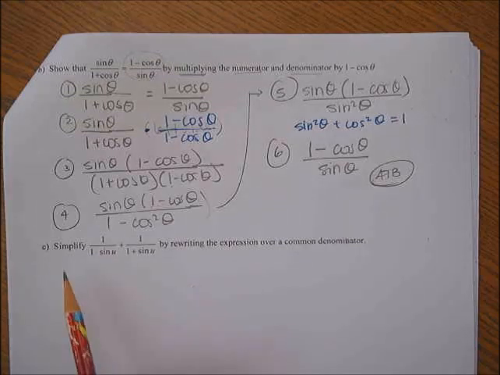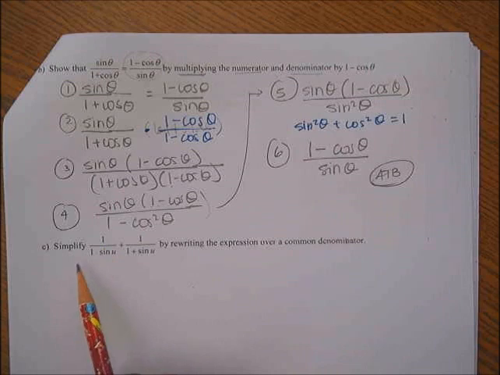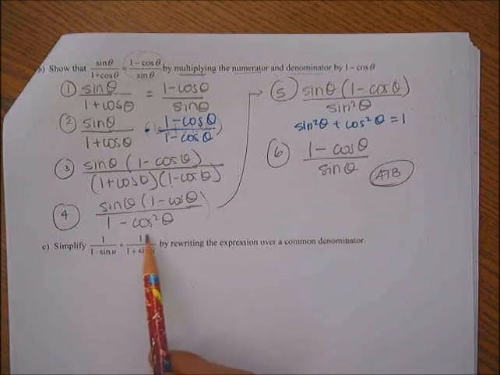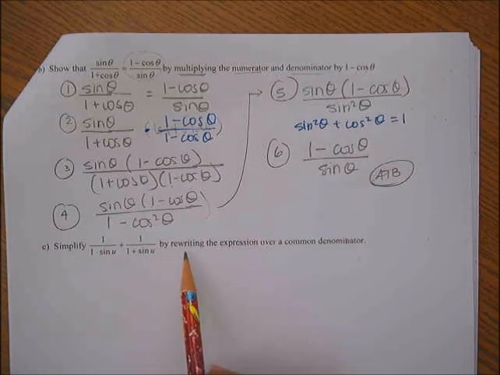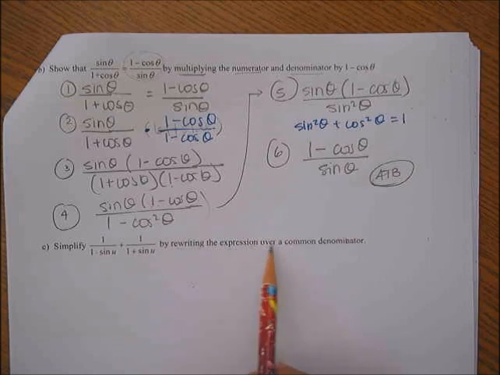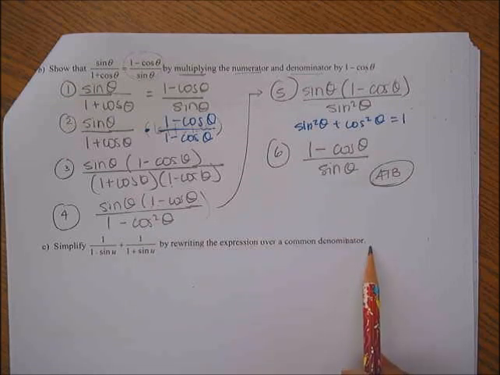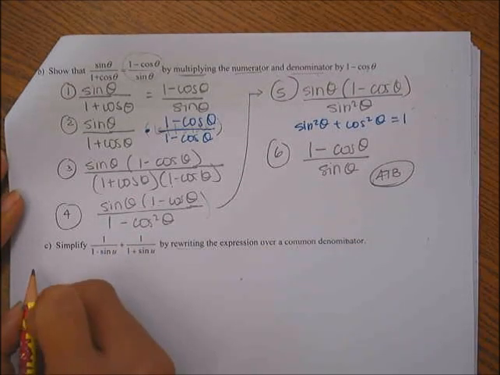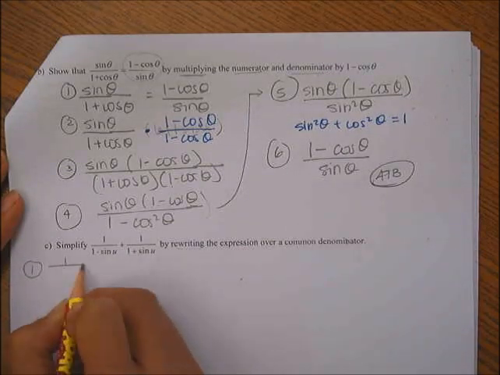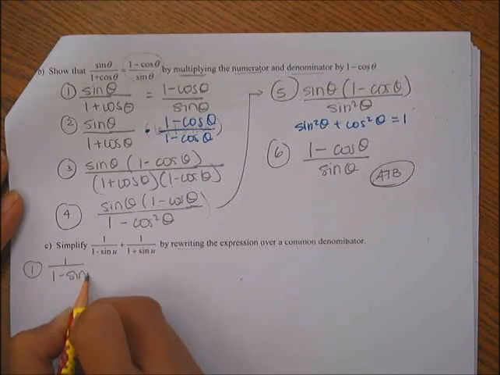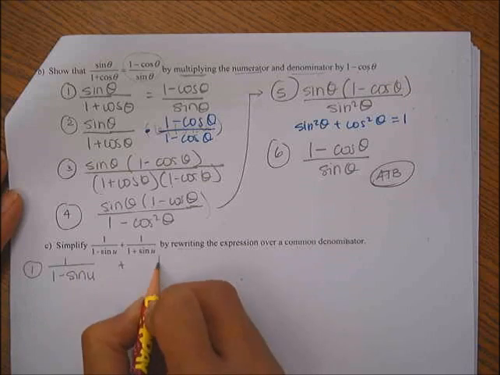Okay. Example C. Simplify 1 over 1 minus sine of u plus 1 over 1 plus sine of u by rewriting the expression over a common denominator. Okay, and that's a great idea. So step 1, write the problem from your book over, or in this case, it's from your notes. Copy it over anyway.